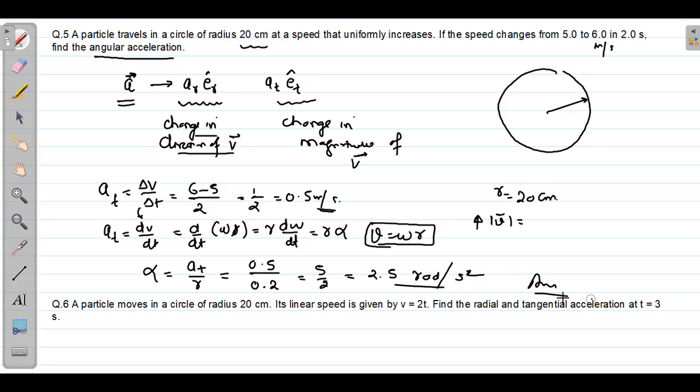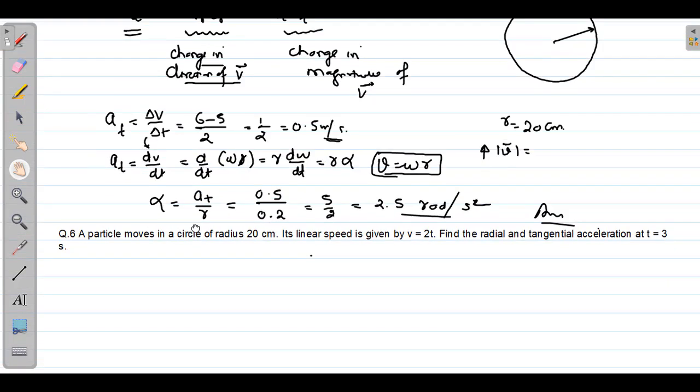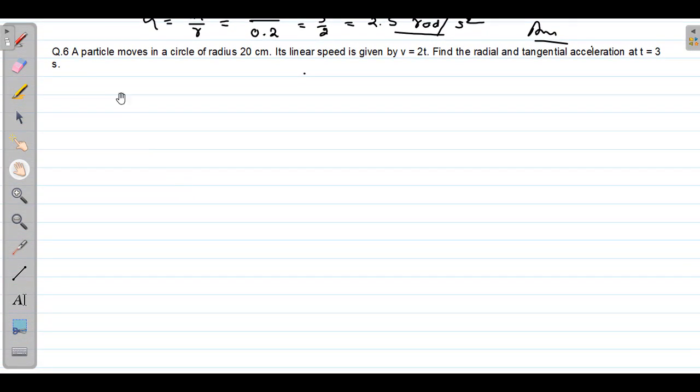Now we move to question number 6. Question number 6 says a particle moves in a circle of radius 20 centimeter. That is, r is given as 20 centimeter. Its linear speed is v = 2t. Find the radial and tangential acceleration at time t = 3. We have to find what is a_t and what is a_r at t = 3.